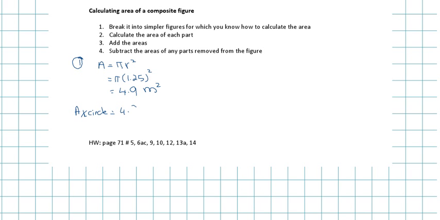What do you get when you do that? 2.45. Is that what you had, Yuma? Yes. 2.45. That's true. So that's the area of half the circle. Excellent.